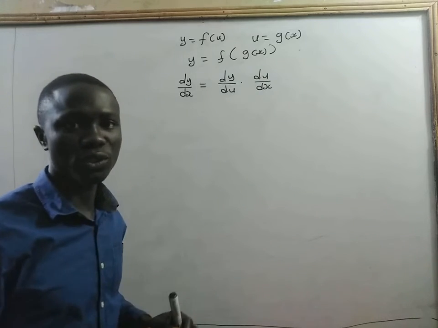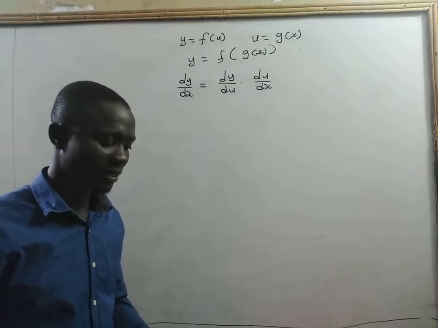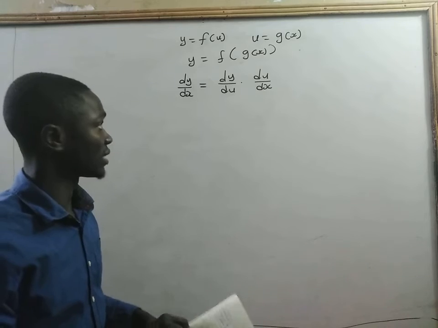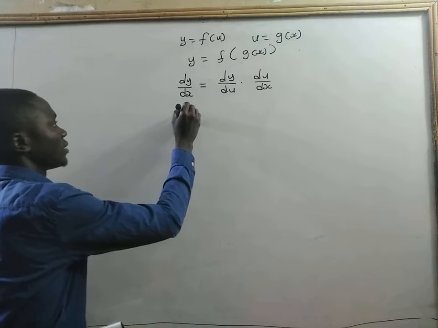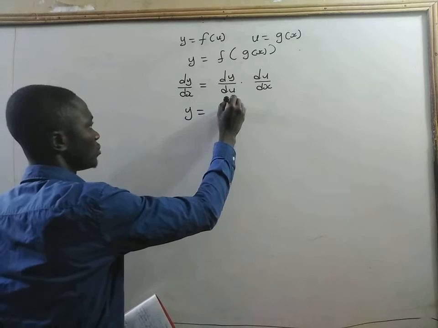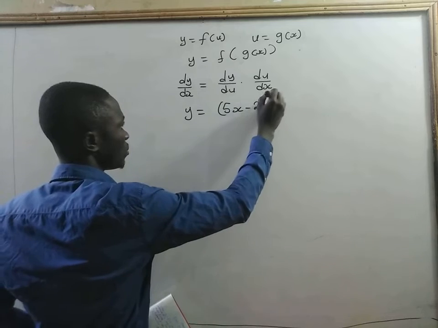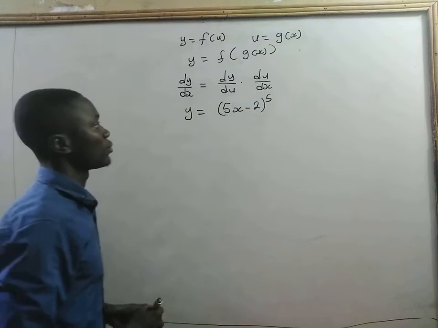Let's take examples to improve our understanding. I have plenty of examples here. Now let's take the first example. Let's take y equals 5x minus 2 to the power 5. Very simple as that.